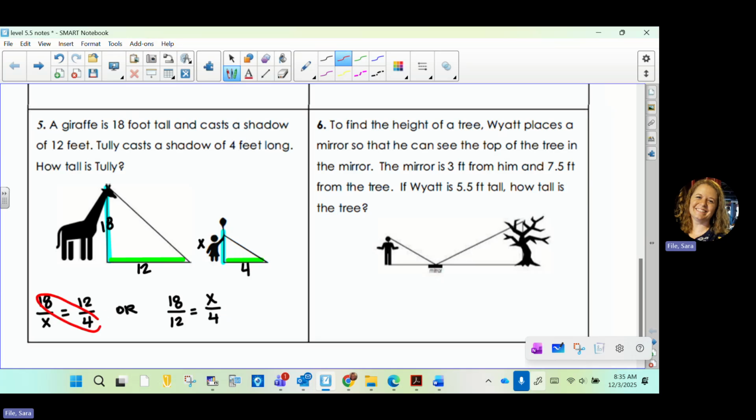So you're multiplying 18 and 4 and dividing by 12. So that x comes out to 6, and these were all in feet. So that person is 6 foot.